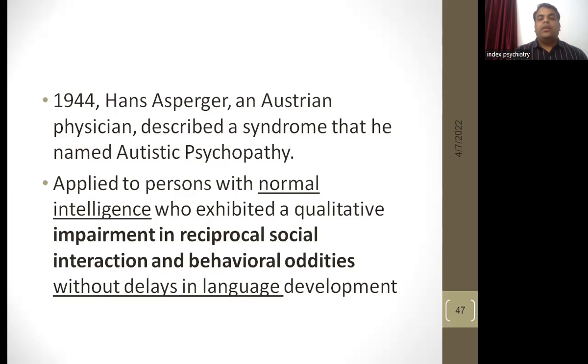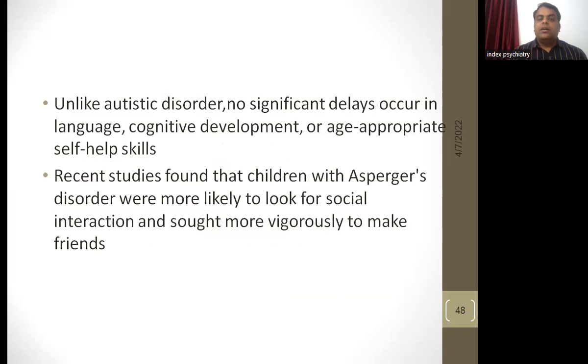In 1944, Hans Asperger, an Austrian physician, described a syndrome that he named autistic psychopathy, applied to persons with normal intelligence who exhibited a qualitative impairment in reciprocal social interaction and behavioral oddities without delay in language development. Unlike autistic disorder, there is no significant delay in language, cognitive development, or age-appropriate self-help skills.